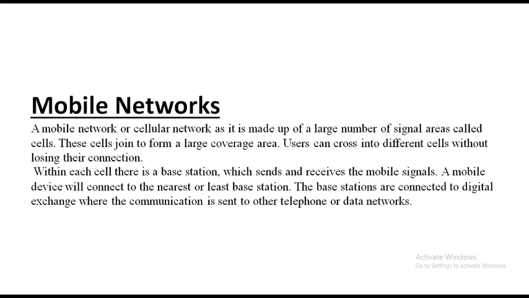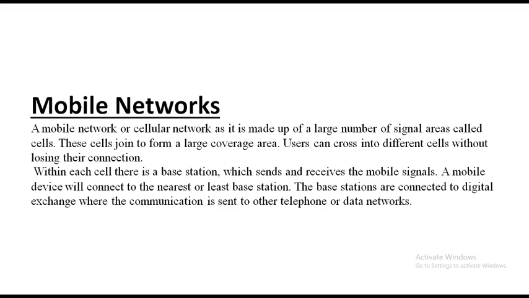Users can cross into different cells without losing their connection. If you are using a Geo phone, without losing your connection, you can move from Perambalur to Trichy or Trichy to Chennai, like that. Within each cell there is a base station. A base station is nothing but a mobile tower in your area.